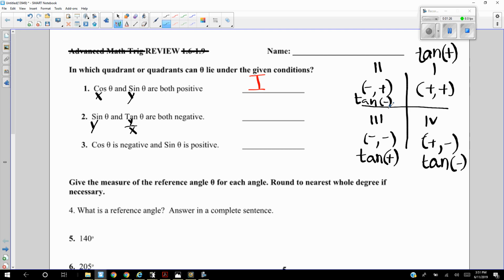So which quadrant is y negative in and y divided by x both negative in? Well, that's only quadrant number 4 here. The y coordinate is negative and so is tangent. And the last one wants to know which quadrant is cosine, or x, negative in and sine is positive in. That is only quadrant 2.